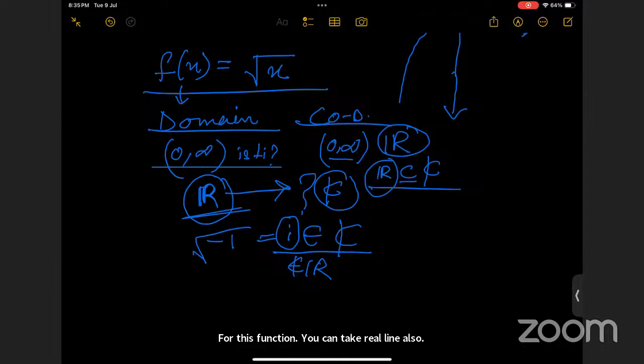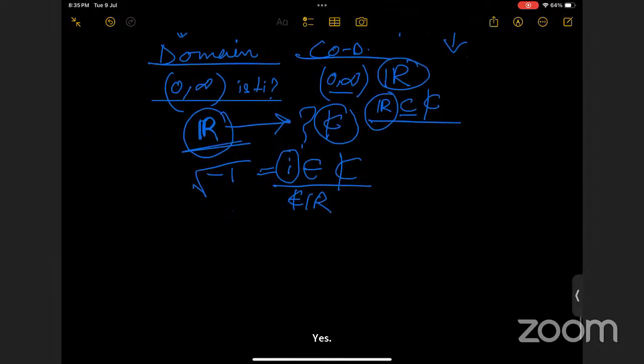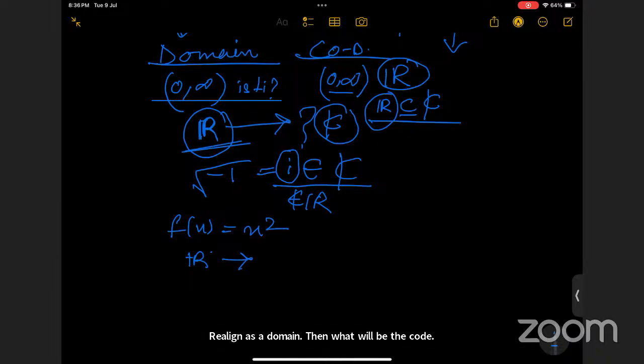But in this example, the codomain is dependent on the domain, right, ma'am? The codomain is always dependent on the domain and the function. Suppose we are taking f(x) equals x squared, and if we take the real line as our domain, then what will be the codomain? Real line. No, not necessarily the real line. It's a square, so not necessarily real. You are making the same mistake.